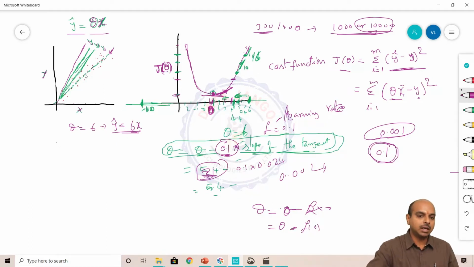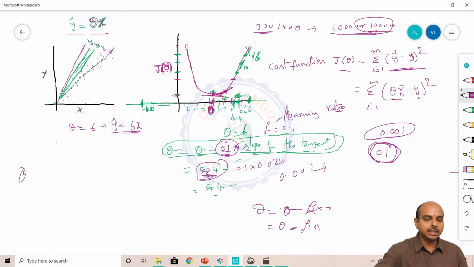That means it will come to the best fit line and it will stay there. So when your alpha, the learning rate, is properly chosen, the convergence becomes faster. In other words, suppose your alpha is 1. Theta is equal to theta minus 1 into slope. What is slope? 16. What is theta? Theta is 6. 6 minus 16 is minus 10.